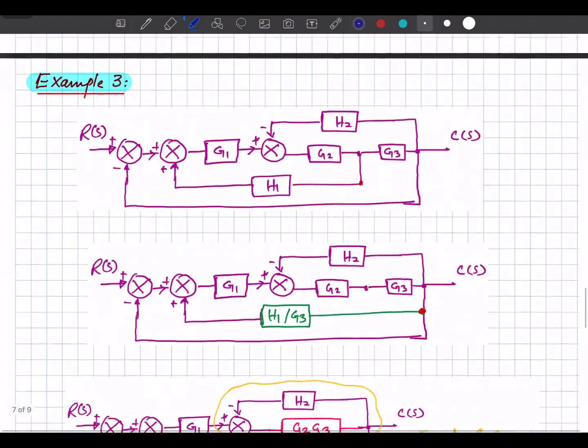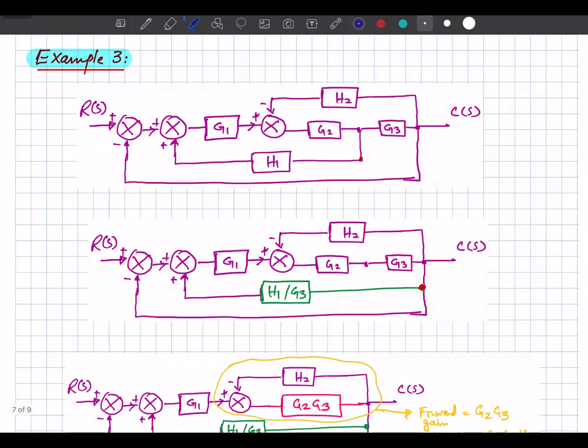Okay, now let's look at the next example. Another block diagram is shown in front of you, and we want to determine the single transfer function for this one. So here what we are going to do, you can see that we have moved this position to this one. If we shift it over here, these two blocks will come in series. So how are we going to shift it over here?